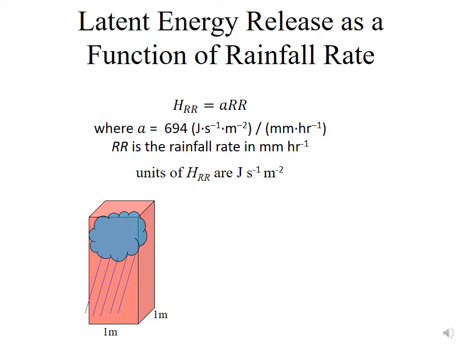And so the HRR, your heating rate due to the rainfall rate, is equal to a constant A, which is 694 joules per second per meter squared per millimeter per hour, times RR, your rainfall rate in millimeters per hour. And the units of this heating rate due to the rainfall are going to be joules per second per meter squared. So it's kind of an integrated amount of energy in this entire column of atmosphere. And this column, of course, is the unit area of 1 meter squared.